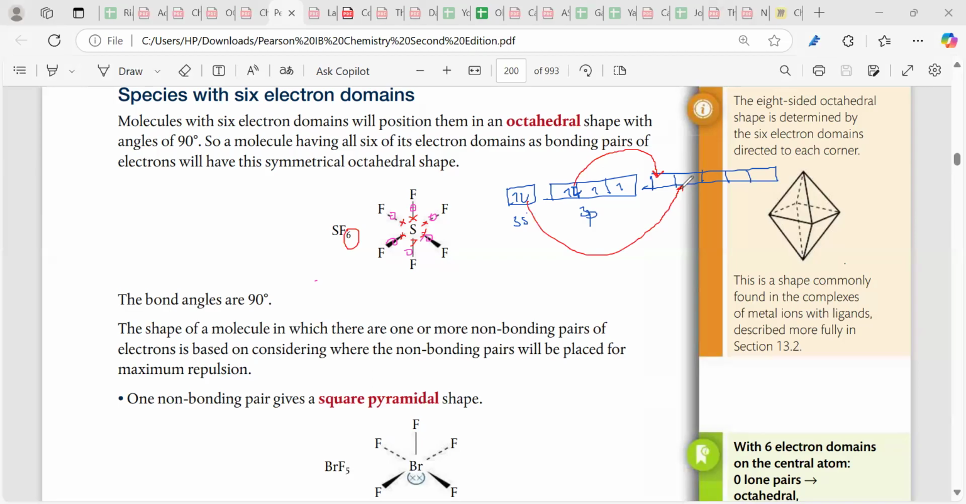Why? The 3d is very close to the 3p, isn't it? That's the reason whenever we have elements from period number 3 onwards, they have 3d close to their 3p. You might be thinking about how to put the lone pair of electron. I'm teaching you that, the easiest way. You unpair this electron and you put it over here.